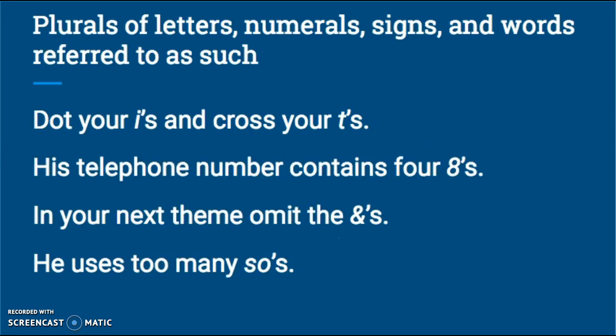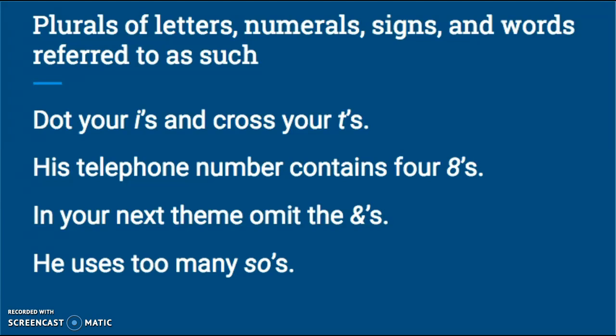The last thing about apostrophes is you use them to make plurals of letters, numerals, signs, and words when you're referring to letters, numerals, signs, and words as those. So if you say dot your I's and cross your T's, you'll see apostrophes to make the plurals. You'll also see that the I and the T are italicized because you're referring to them as letters.